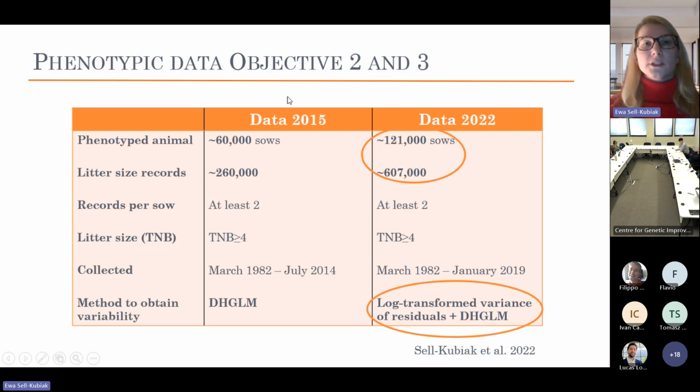So here in this table, you see a summary of information that I had in my study in 2015, when I was finishing my PhD, and here is how much extra data I got in 2022. In this study, I decided not only to focus on this complicated method, well, maybe not complicated, but taking a lot of time computation-wise, but also to use the, let's say, simple way of obtaining the variability phenotype, and also this more complicated way.